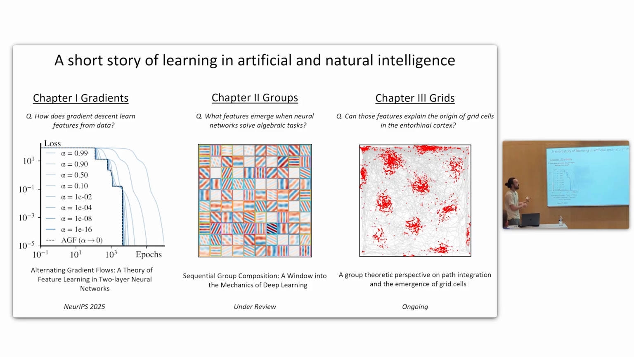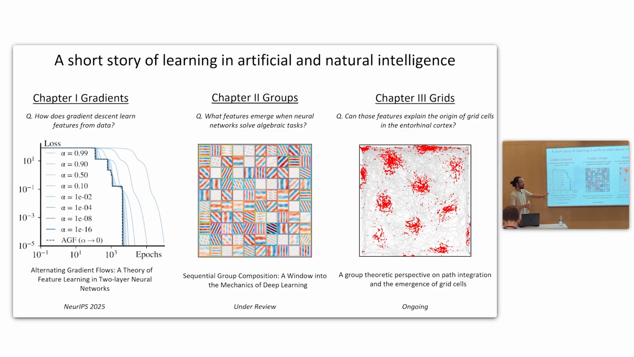The first chapter will be about gradients, asking questions like, how does gradient descent learn features from data? The second chapter will be about groups. What features emerge when neural networks solve algebraic tasks, somewhat related to the last talk on modular addition. And then the last chapter will be about grids. I'll get into what grid cells are, and I'll hopefully explain some of that.